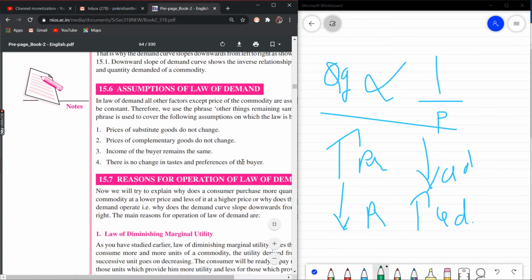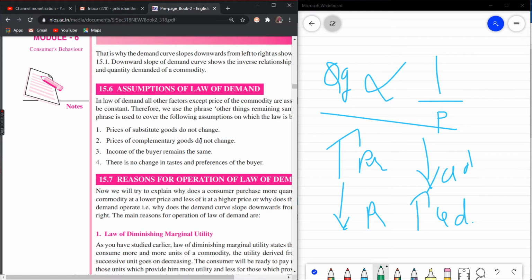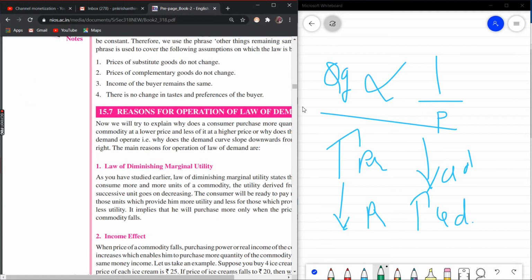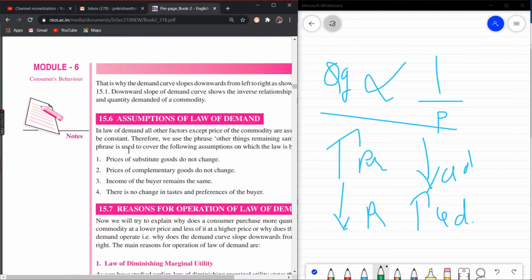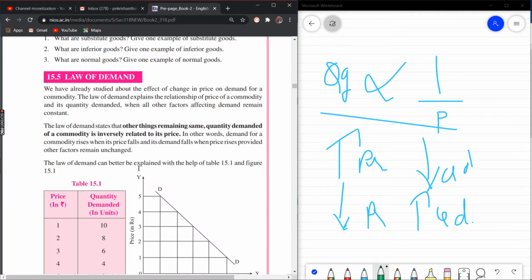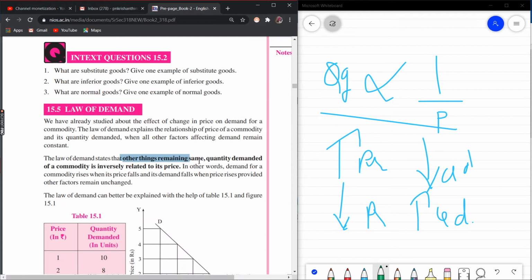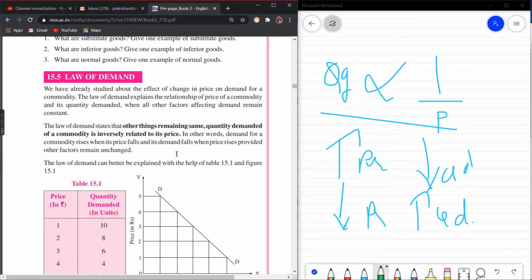What are the assumptions of the law of demand? The factors affecting individual demand will be the assumptions for the law of demand. We should say that there is no price change in the substitute good, there is no price change in the complementary good, the income of the buyer remains the same, and there is no change in the tastes and preferences of the consumer, provided there can be changes in the price level and the quantity demanded. So here they have clearly mentioned that the law of demand holds with other things remaining the same. Except quantity demanded and price, other things remain the same.